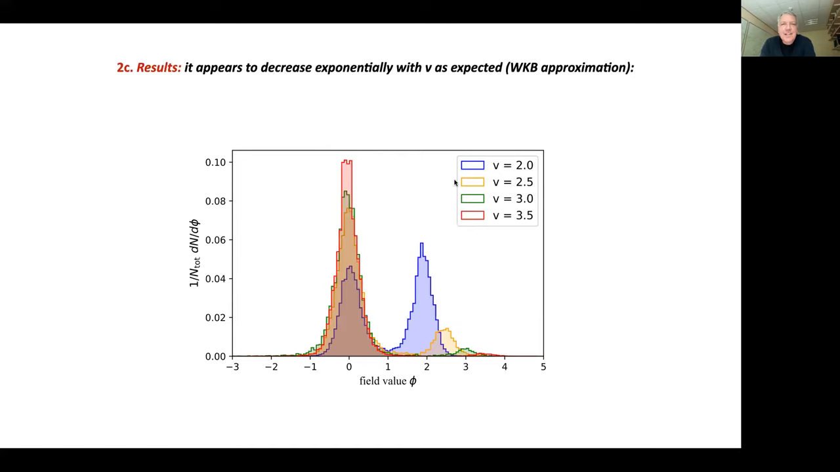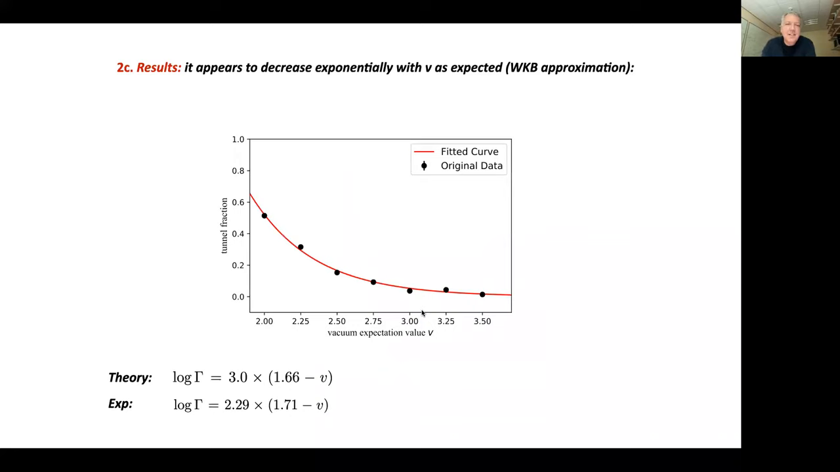Also, you may wonder what happens when I move the minima around. It also behaves in the right way: if you move the global minimum away, it decays as you would expect from the non-perturbative WKB approximation. That is, it goes something like e to the minus gamma, where gamma goes like the square root of delta H, and so on. So it looks like that. The theory should give you this, 5/3 minus V, and the experiment is not that far away. So the tunneling rate looks pretty good.